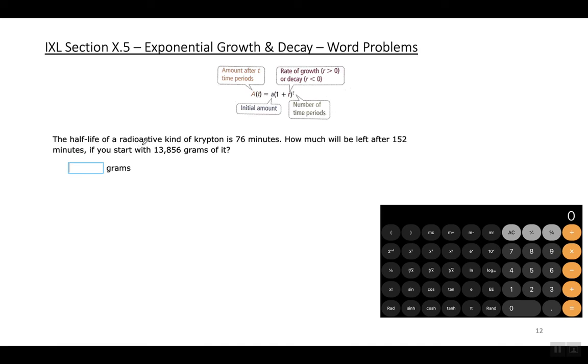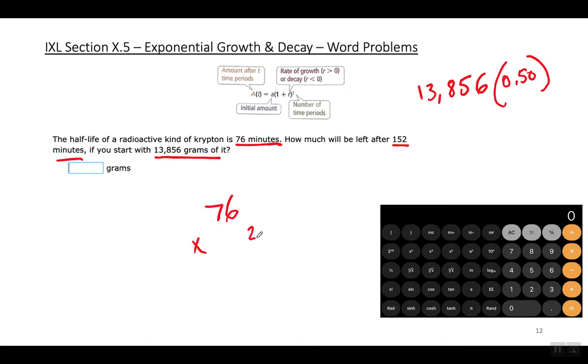All right, another one with the half-life. It says you start off with this amount of grams. Like I said, these half-life problems come up a lot in this IXL, and also there's questions like this on your upcoming exam. So this is my starting amount, my initial amount, and whenever it's the half-life, you put 0.50. The half-life is 76 minutes. How much will be left after 152 minutes? So 76 times what number equals 152? It's pretty obvious that 76 times 2 is 152.